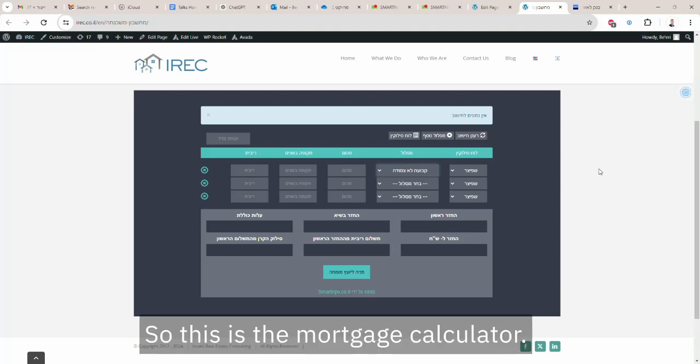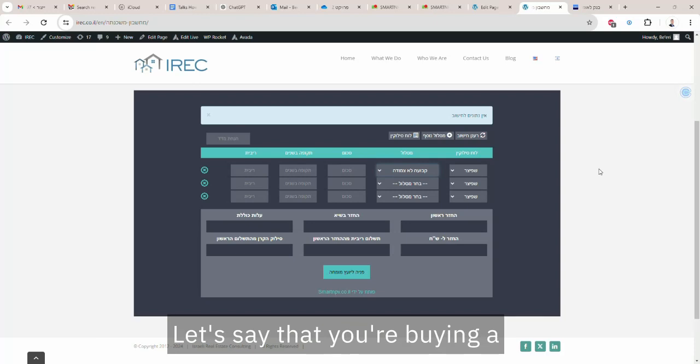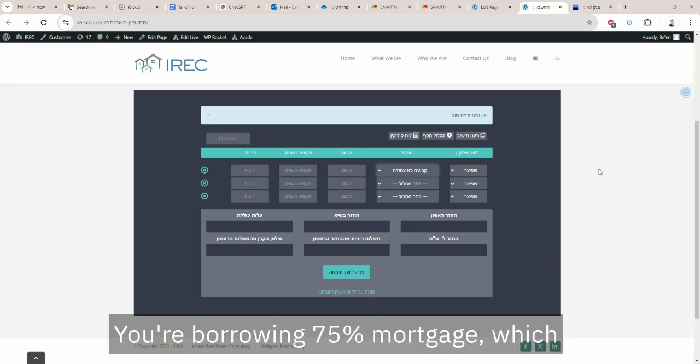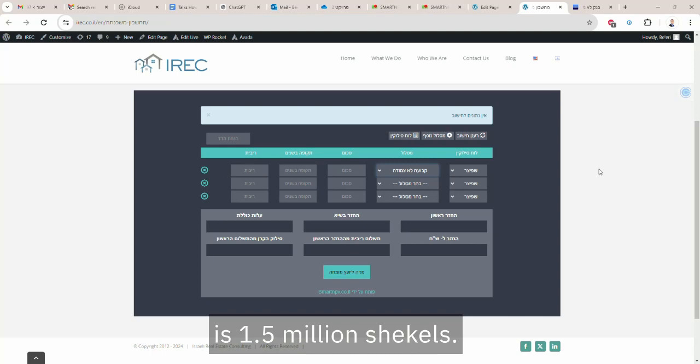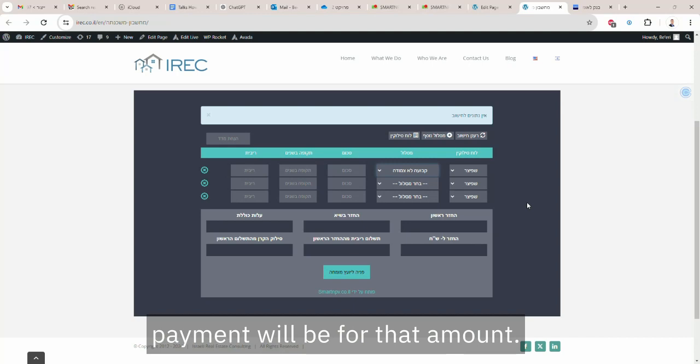So this is the mortgage calculator. This will help us understand our budget. Let's say that you're buying a place for 2 million shekels, you're borrowing 75% mortgage, which is 1.5 million shekels. Here's how you calculate what your monthly payment will be for that amount.